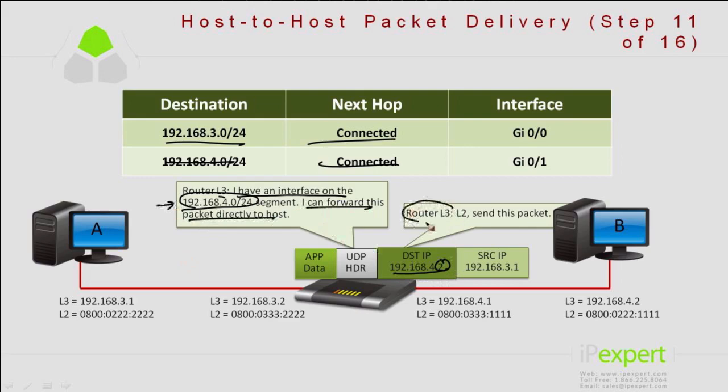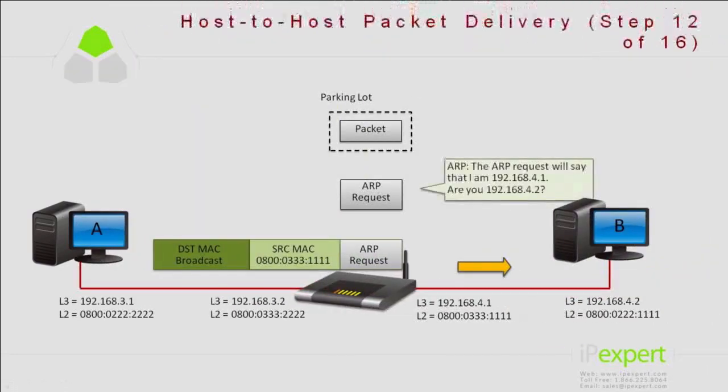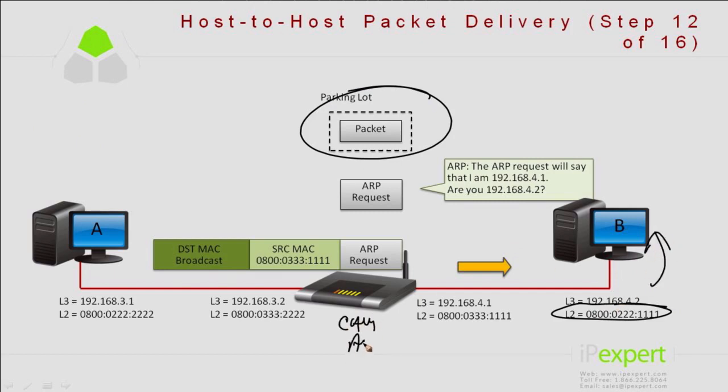The router at layer 3 is going to tell layer 2 to send that packet on, so it goes through the encapsulation process. Now this packet is ultimately going to make it to B, or it's going to try to. What we have here is ARP. The ARP address will say that I am 192.168.4.1 and we are trying to reach 192.168.4.2. Now the issue is that we have the packet in a parking lot here because we have everything we need to send it, except we do not have the MAC address of B in our ARP table.